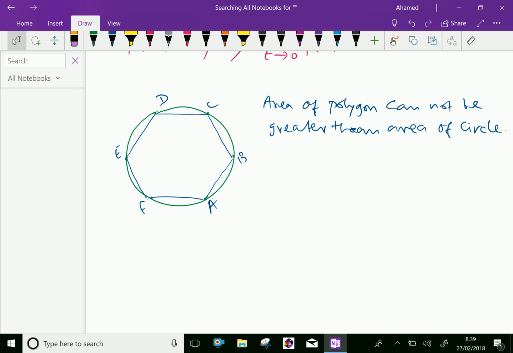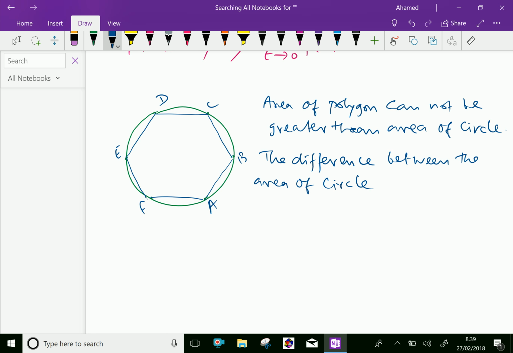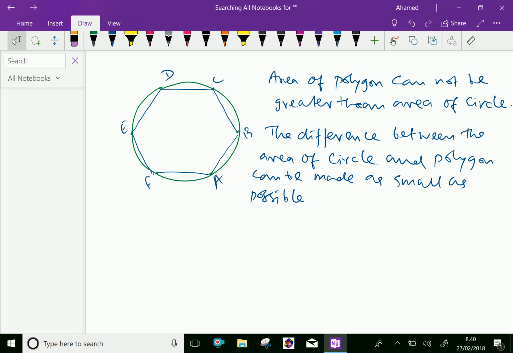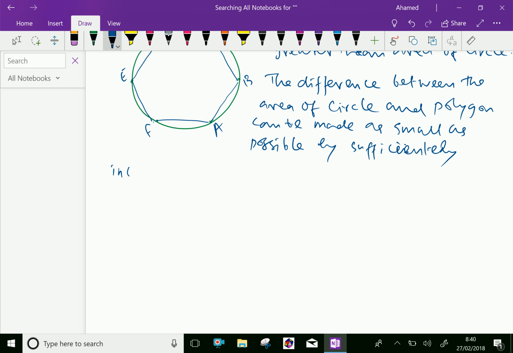The second point, we can say the difference between the area of the circle and the polygon can be made as small as possible by sufficiently increasing the number of sides of the polygon.